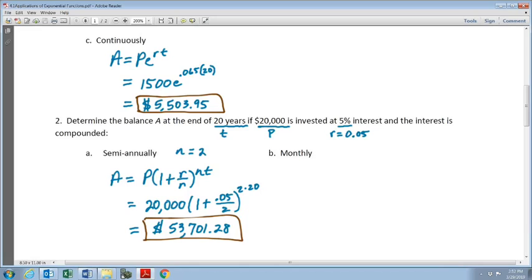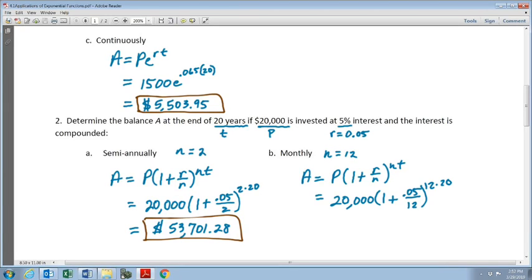And then finally, on this other part, we're going to have n equals 12. So let's go ahead and plug in the numbers. And on this one, you should get $54,252.81. So again, over the 20 years, it does make some difference. It's not a huge difference, but it does make more of a difference here because we're investing $20,000, which is more than what we were investing before, which was $1,500.